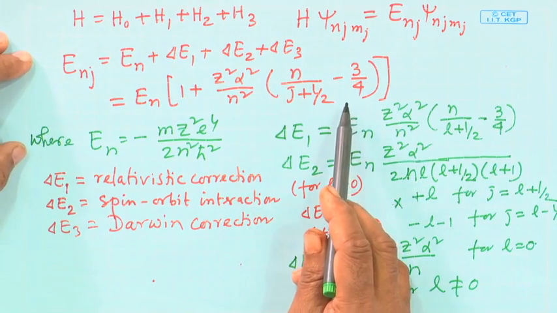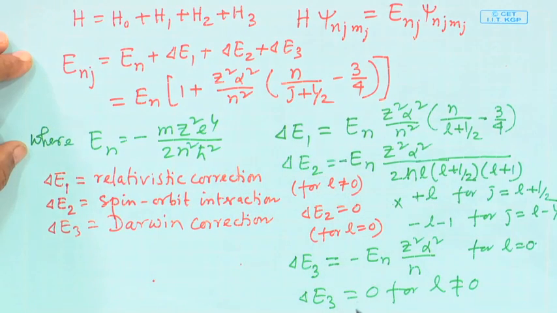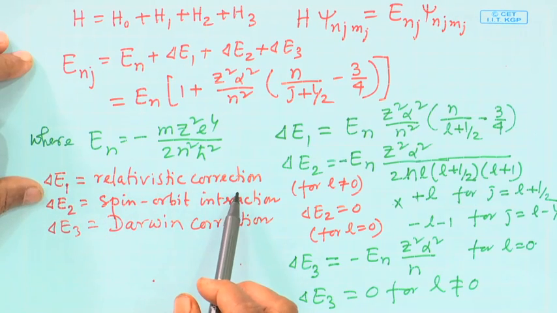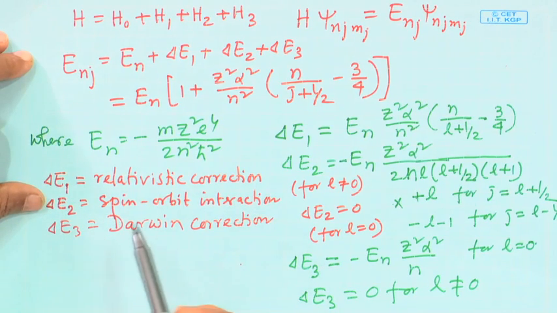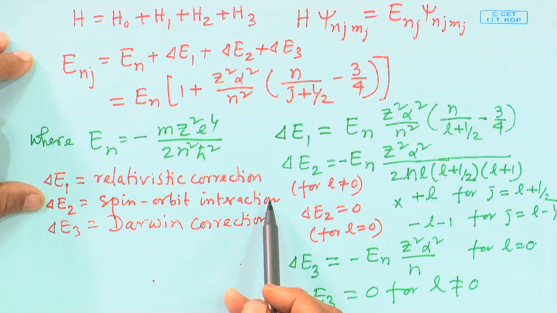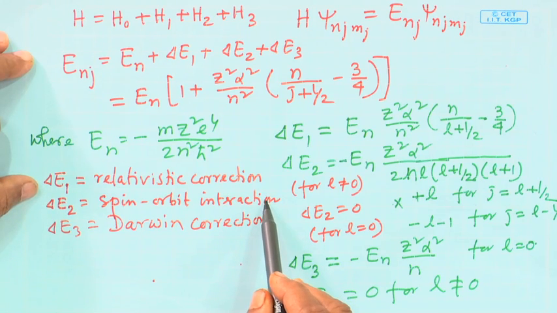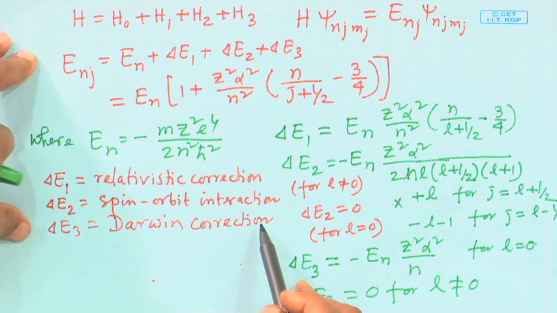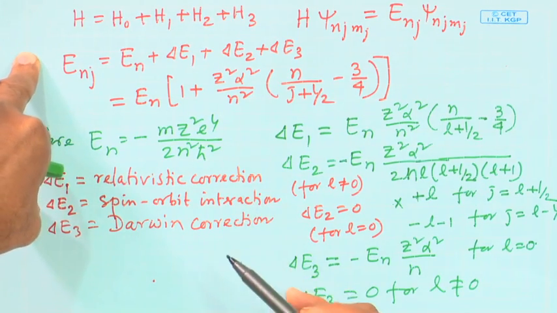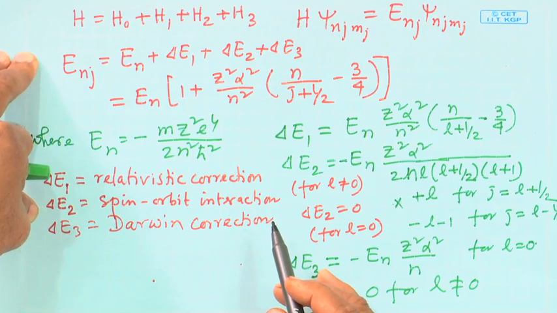In this energy expression, the individual terms I have already discussed. Delta E1 is the relativistic correction to kinetic energy, delta E2 is the spin-orbit interaction correction to potential energy, and this is the Darwin correction, also for potential energy. For L not equal to 0 this is del E2, and for L equal to 0 it is del E3. So del E2 and del E3 give the complete correction term to potential energy.